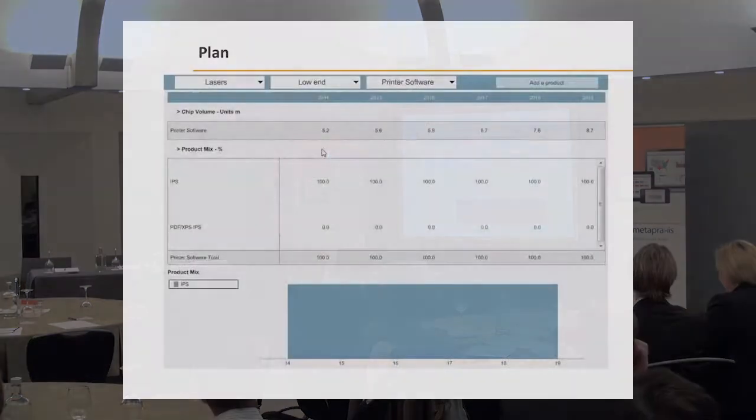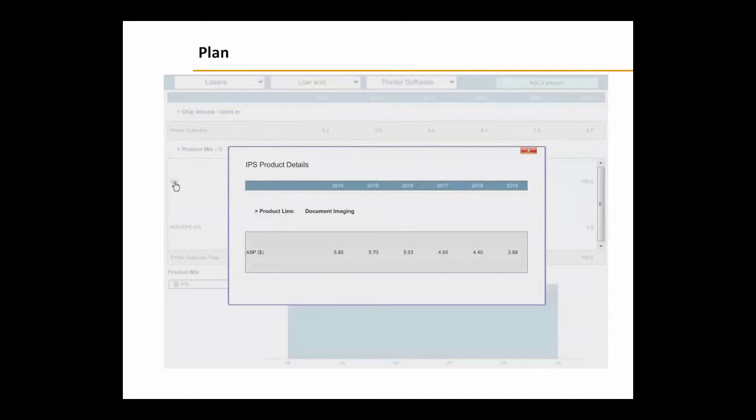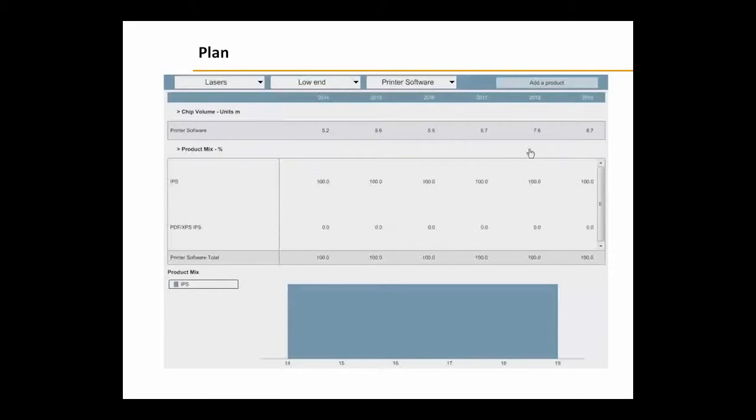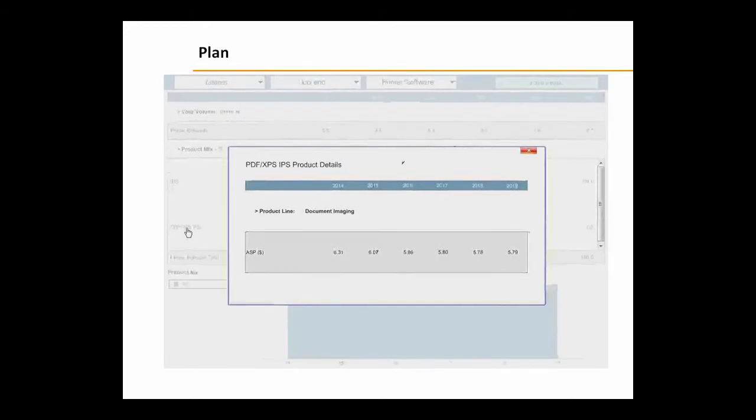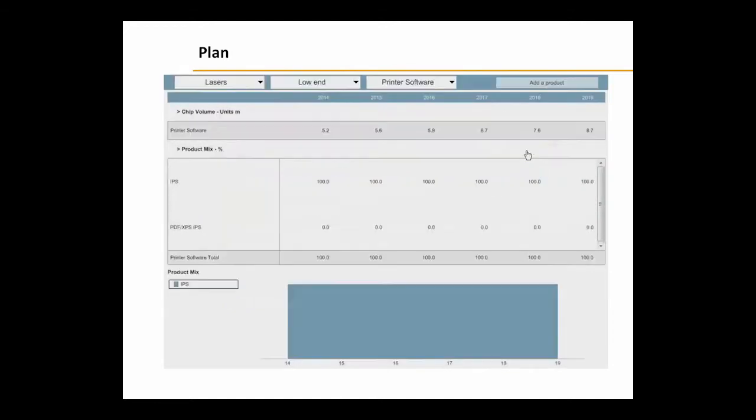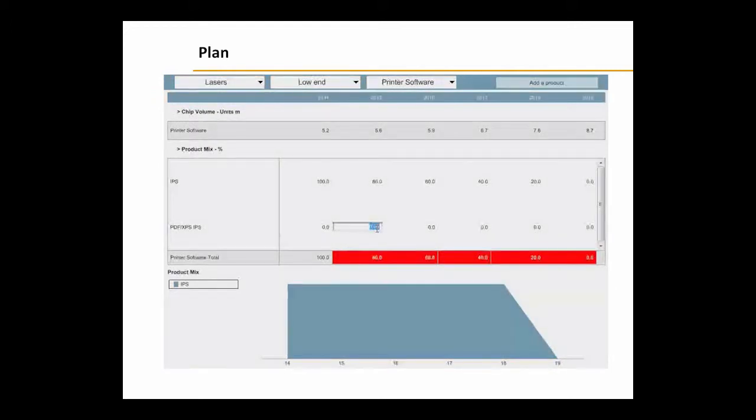If we look at those a bit more closely, we can see that the IPS product has quite a drastic decline in average selling price, from $5.85 down to $3.88. The PDF IPS product is going to enter the market at about $6, have much less of a decline to about $5.79 in the out year. So what the management decided to do was phase out the IPS product. Make a decision to phase that product out and bring in our PDF IPS product during the plan. This was their response to senior management, which had the effect then of raising the overall average selling price in their area as the product mix changed.